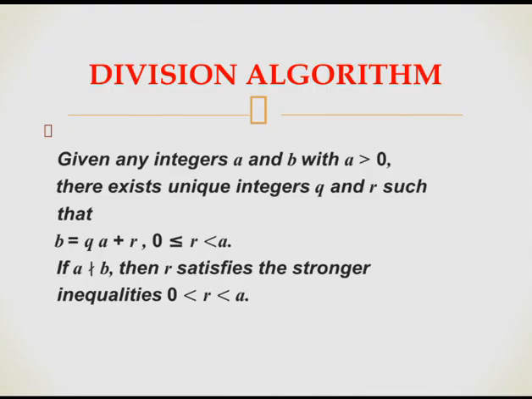Next one is the division algorithm. The division algorithm states that given any integers a and b with a greater than 0, there exist unique integers q and r such that b is equal to aq plus r, 0 less than or equal to r less than a. If a does not divide b, then r satisfies a stronger inequality, 0 less than r less than a.